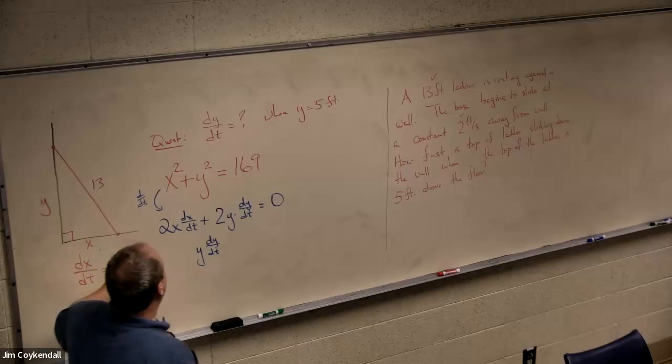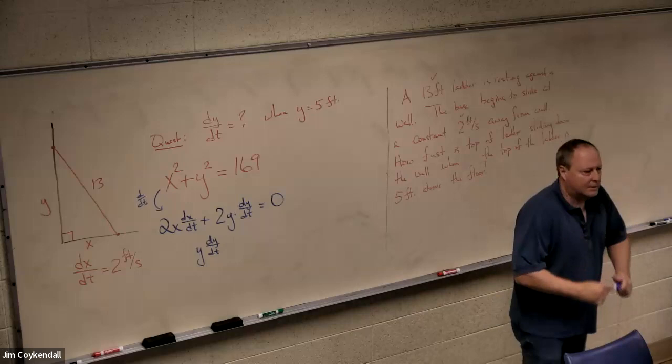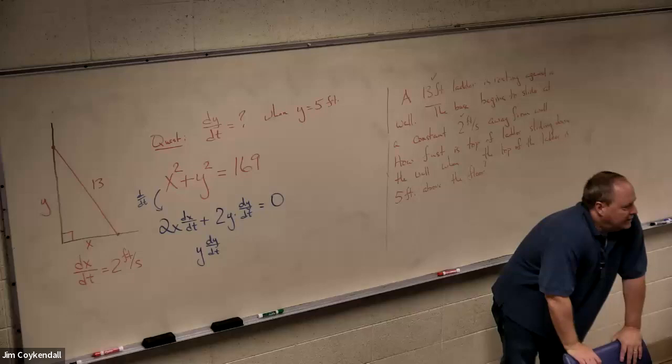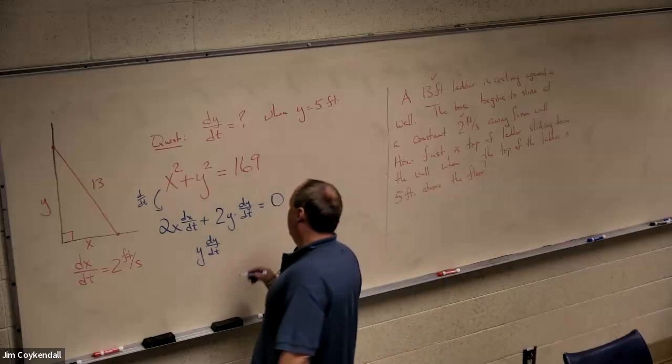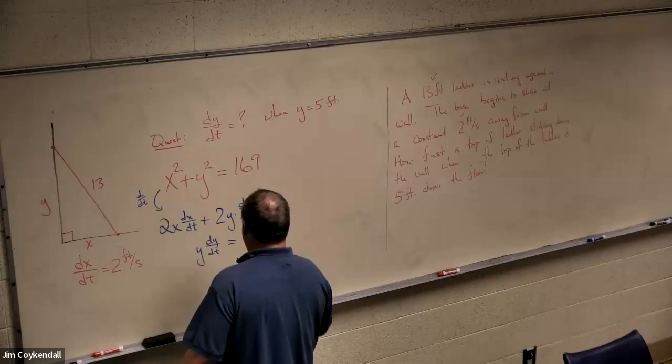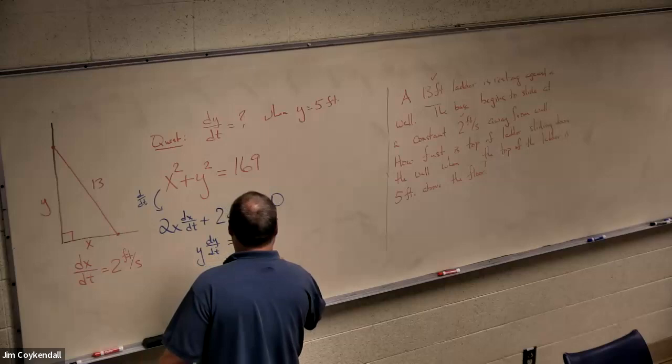Can somebody tell me what you expect about that answer? Should it be positive or negative? Should be negative, right? Because think about this problem: the bottom of the ladder is sliding away from the wall, so the top of the ladder is sliding down the wall. Is that making y bigger or smaller? Making y smaller, so dy/dt should be negative. And so I actually get dy/dt is minus x dx/dt over y.